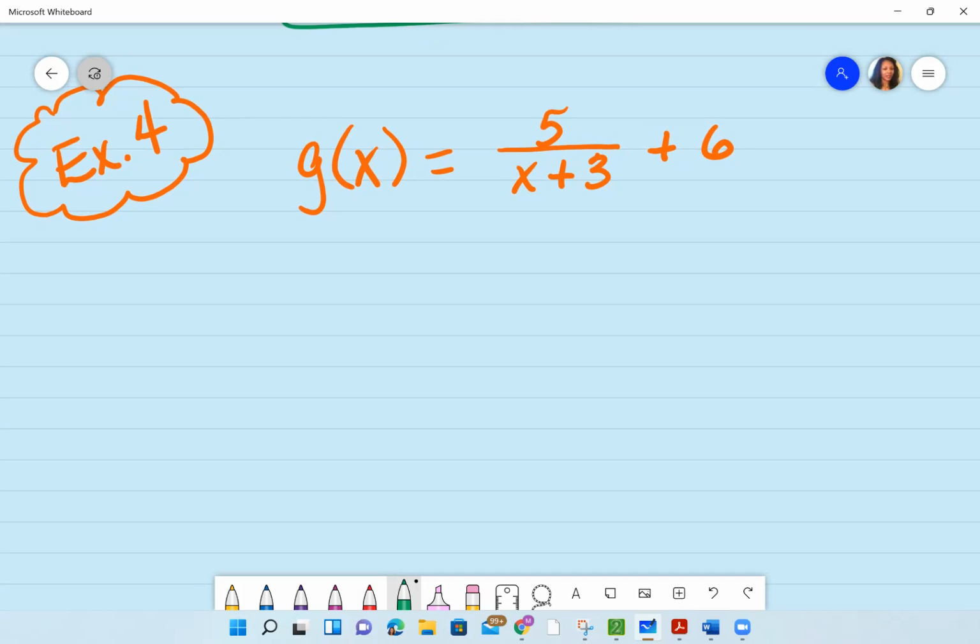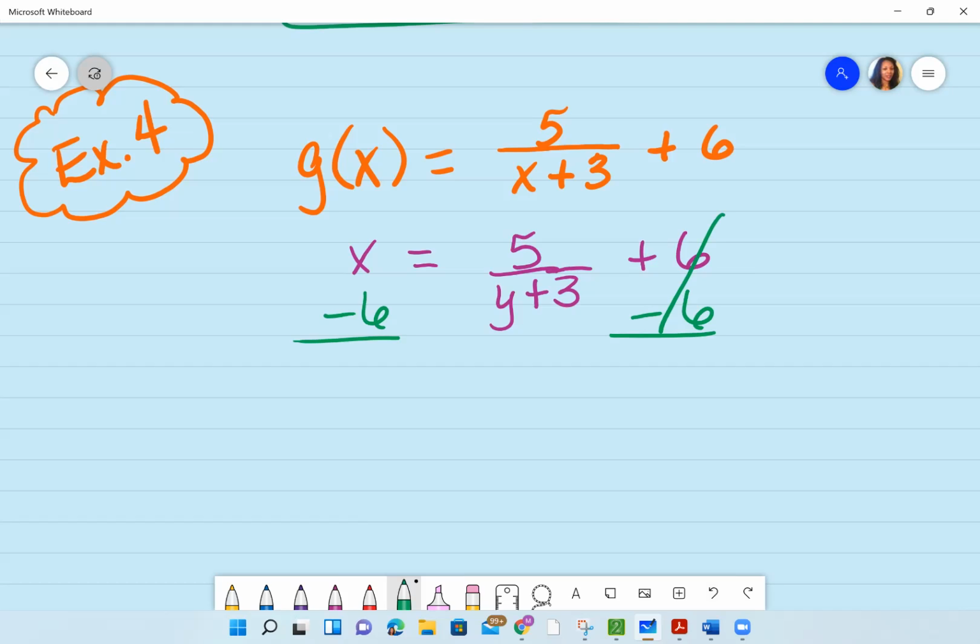We're going to change this to x. And this is 5 over y plus 3 plus 6. You always want to get rid of the one that has the plus or the minus. So that's your constant. Let's go ahead and get rid of that. Negative 6, negative 6. So once I get rid of that, on this side, I have x minus 6 is equal to 5 over y plus 3.